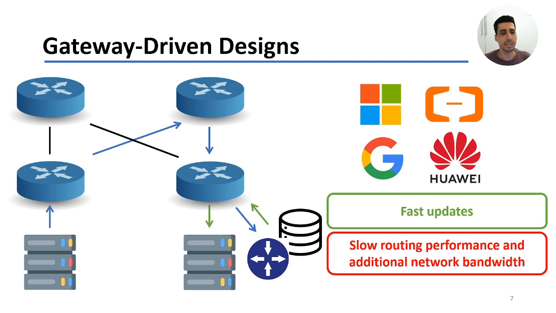On the other hand, in the gateway-driven design, a dedicated set of gateways handles address translations. Senders send their packets to these gateways, which resolve the address and relay the packets to the destination. This approach provides fast updates because translations are centralized. However, it comes at the cost of slower routing performance and increased network bandwidth usage because packets have to go through the gateway on the way to their destination. This may create a bottleneck, and it is especially severe when there is an insufficient number of deployed gateways, which may lead to packet drops.